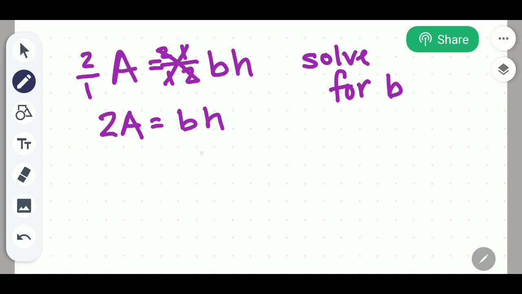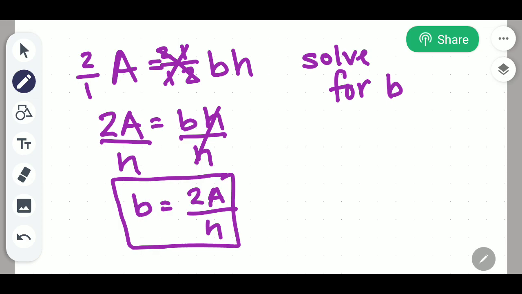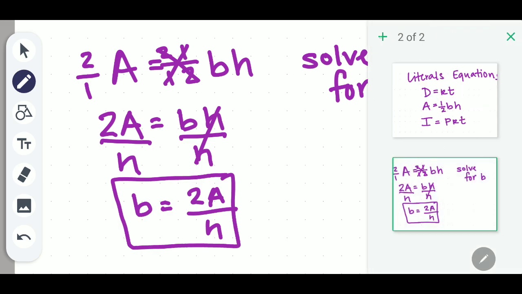Okay? So now we look and we say, okay, base is being multiplied by height, so how do we get rid of it? The opposite of multiplication is division. We divide by H. So B equals 2 times the area over the height. Okay? So that's your answer. That's how you solve for B. Okay? So you can do this in other equations too. So let's look at another one.